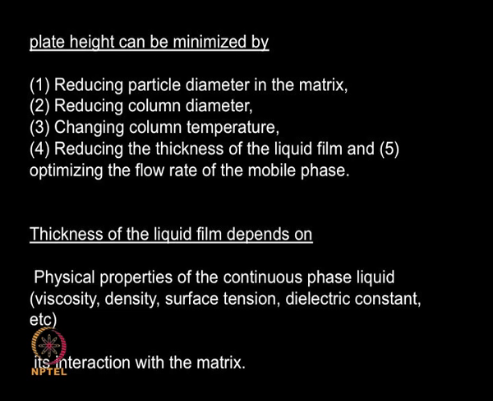Reducing column diameter: when I reduce column diameter for the same throughput, again I am going to increase the velocity of the liquid flow through the column, so again I am going to encounter pressures and forces. Changing column temperature: yes, I could change column temperature, but if I am handling proteins I do not want to affect the stability of the protein by increasing column temperature.